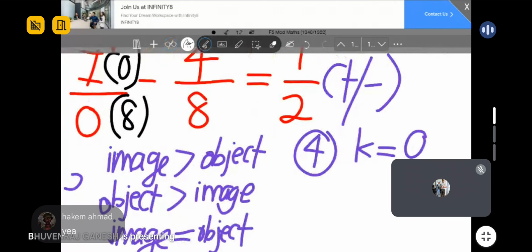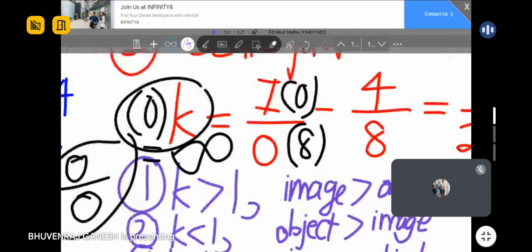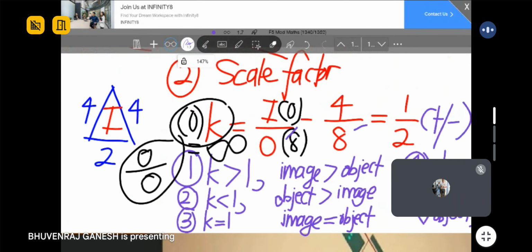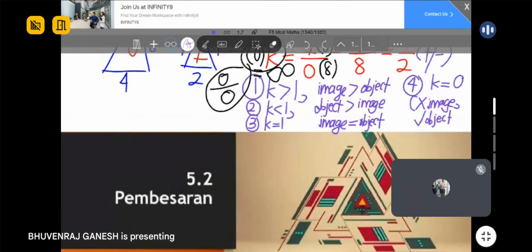So, K equal to 0. Special one. You got no image, but you got object. Okay? No need to know in your syllabus, but just extra knowledge. Okay? Ilmu tambahan saja. Okay? So, are you all clear with everything I say over here? Semua yang ni jelas? Okay, so basically this is what you're going to learn in this chapter, all in one page. Okay? So now we will start.